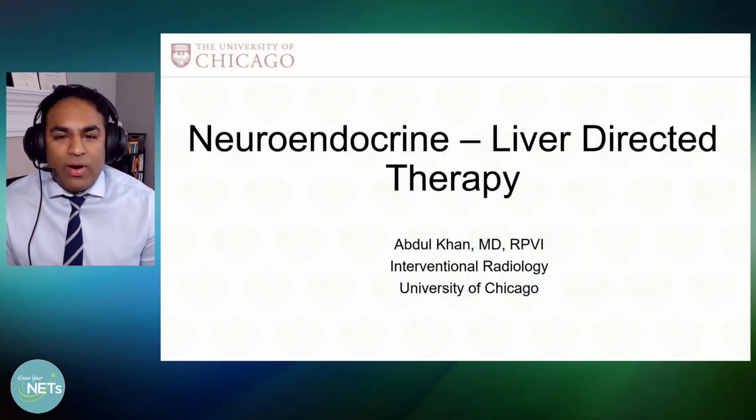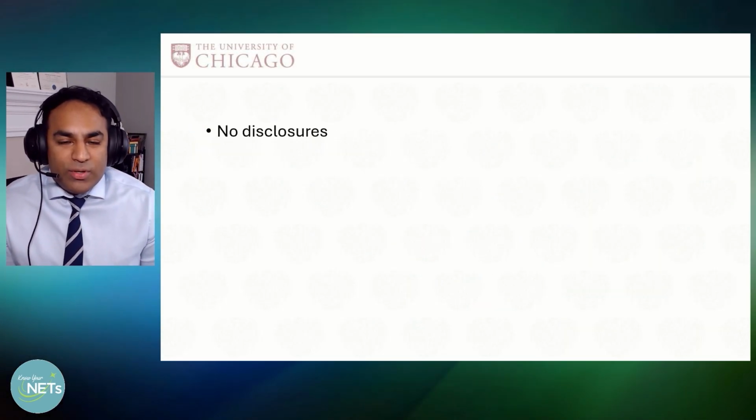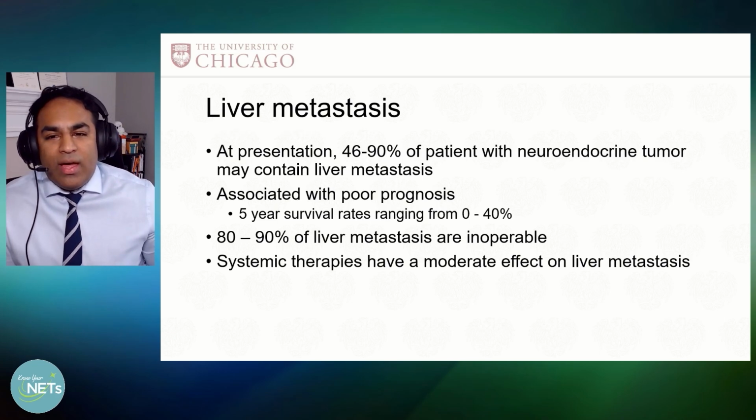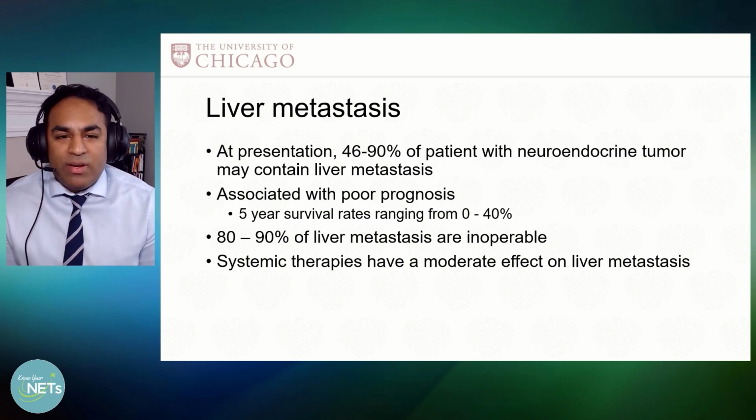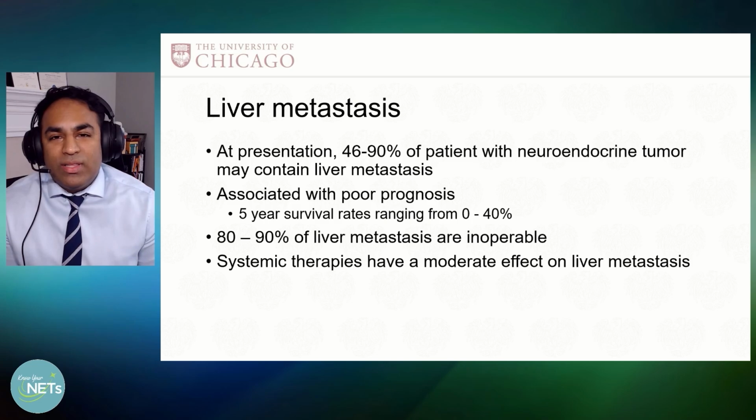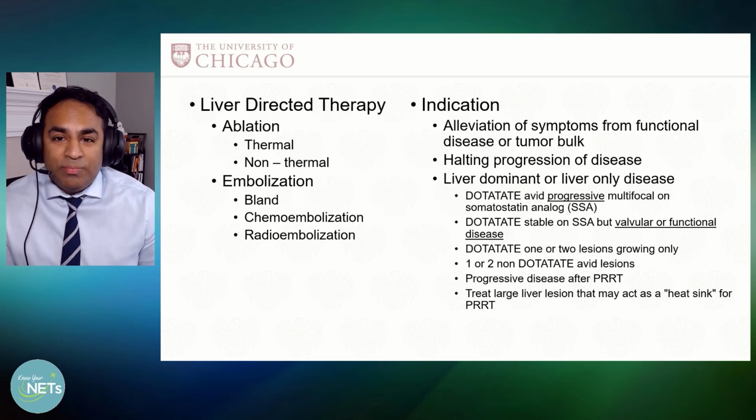Hello, we'll be discussing liver-directed therapy for neuroendocrine tumor and neuroendocrine carcinoma. I have no disclosures. At presentation, 46 to 90% of patients with neuroendocrine tumor may have liver metastasis. This is associated with a poor prognosis, with a 5-year survival rate ranging from 0 to 40%. 80 to 90% of these liver metastases are inoperable, and systemic therapies may have a moderate effect on liver metastasis. And so liver-directed therapy is an option for these patients.